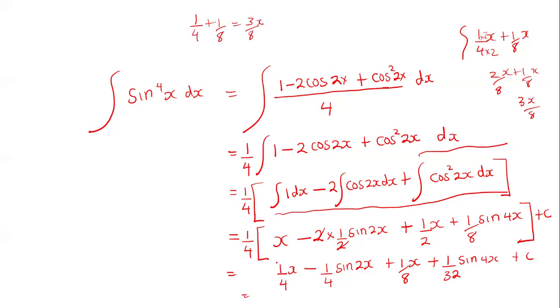So we are going to have this one and this one combined. So I'll say 3 out of 8x minus 1 out of 4 sine 2x plus 1 out of 32 sine of 4x plus a constant. So whenever you integrate sine to the power 4 of x dx, that is the answer you get.